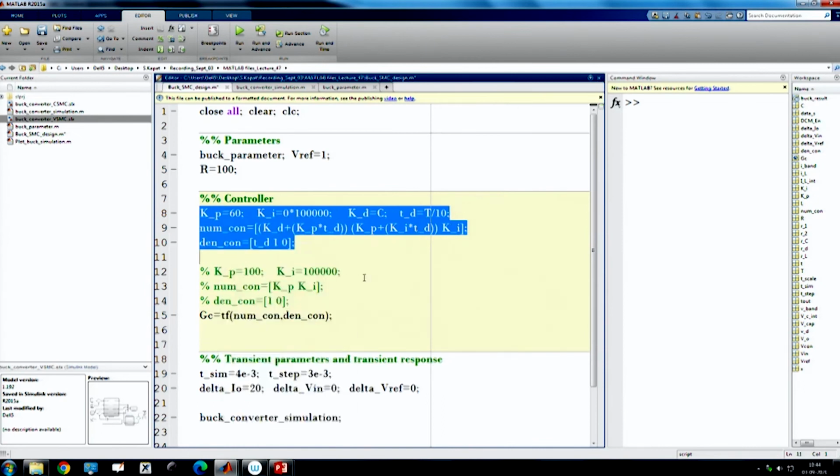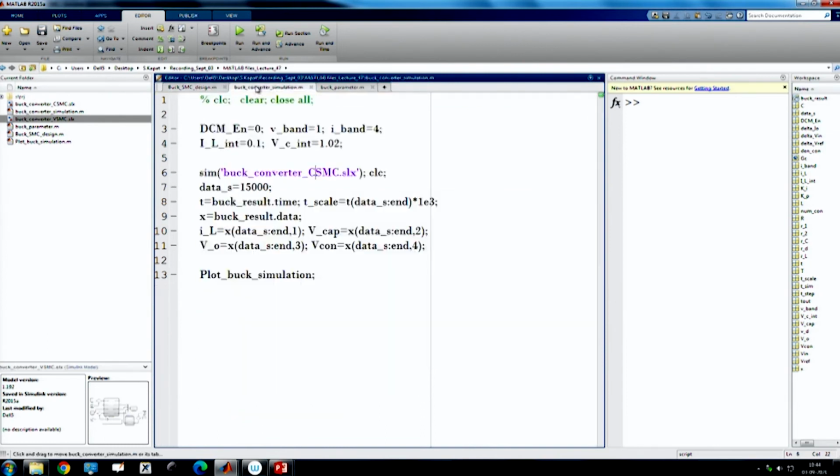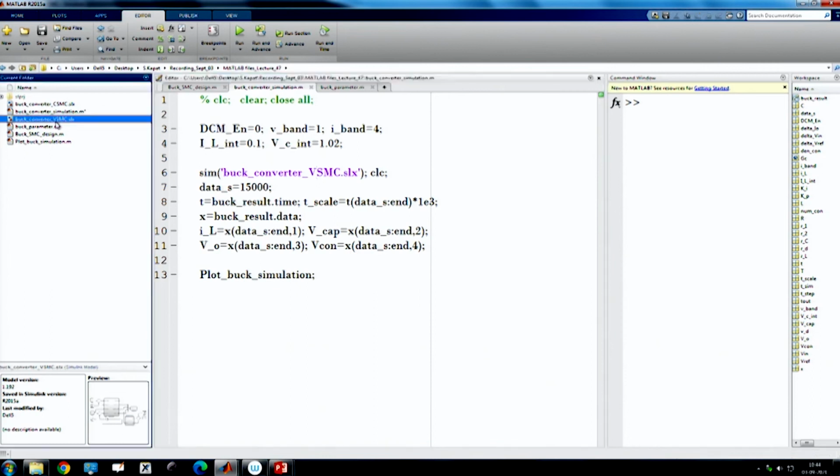Okay. So, you can see the derivative again, I said it is the capacitor voltage. So, it is TD by 10. So, you can take TD by 20, there is no problem. And then numerator and denominator I have set. Let us see how it happened. In the simulation file I have to change the VSM because this file name is V.